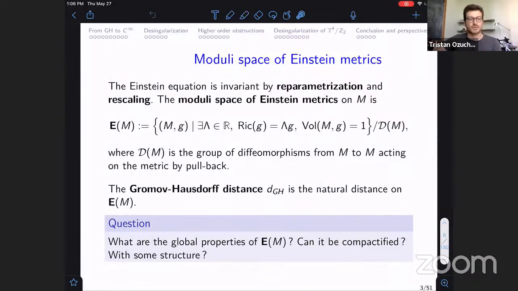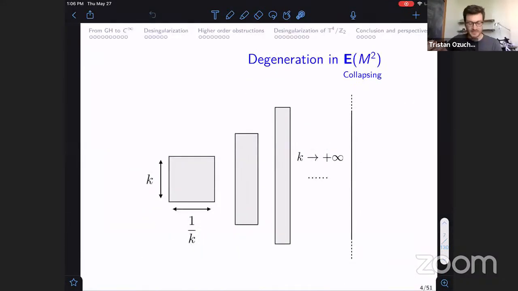The natural questions are, what are the global properties of this moduli space? And hopefully this will let us obtain some information about the Einstein metrics themselves. And so the natural questions are, is it compact? If not, can it be compactified and maybe with some structure? So why does it have to be compactified? Because there are sequences of Einstein metrics which converge to something which is not an Einstein metric anymore, right? Or at least not in the same dimension, or not without singularities.